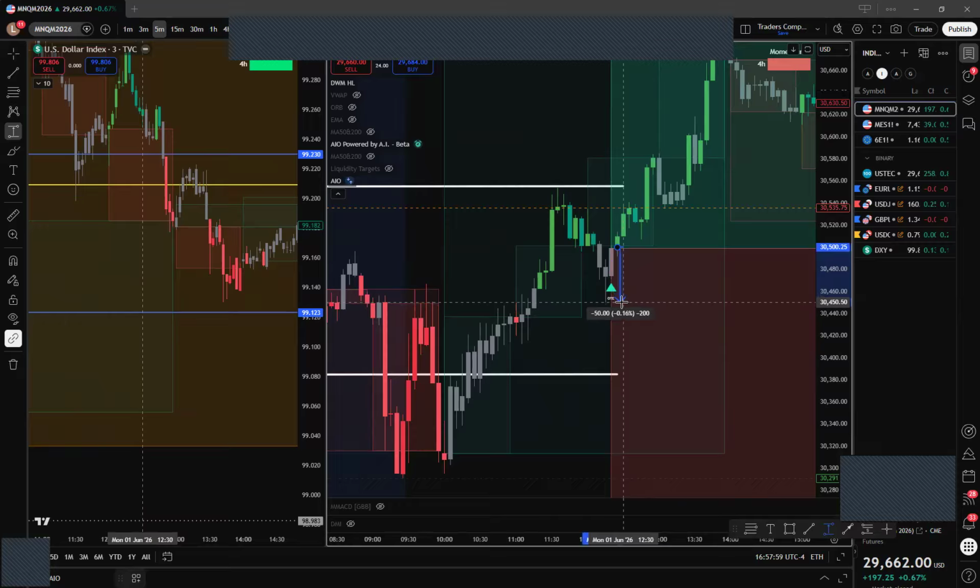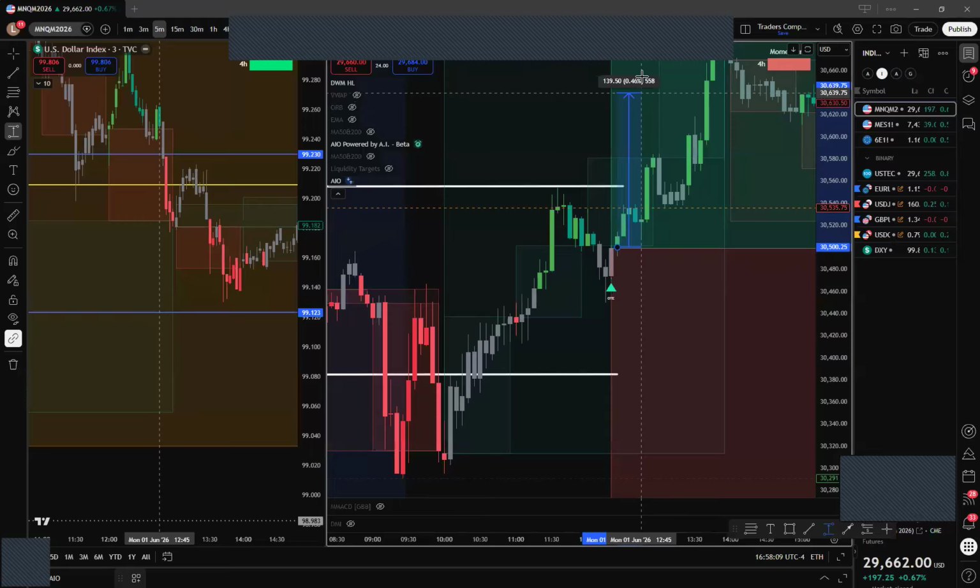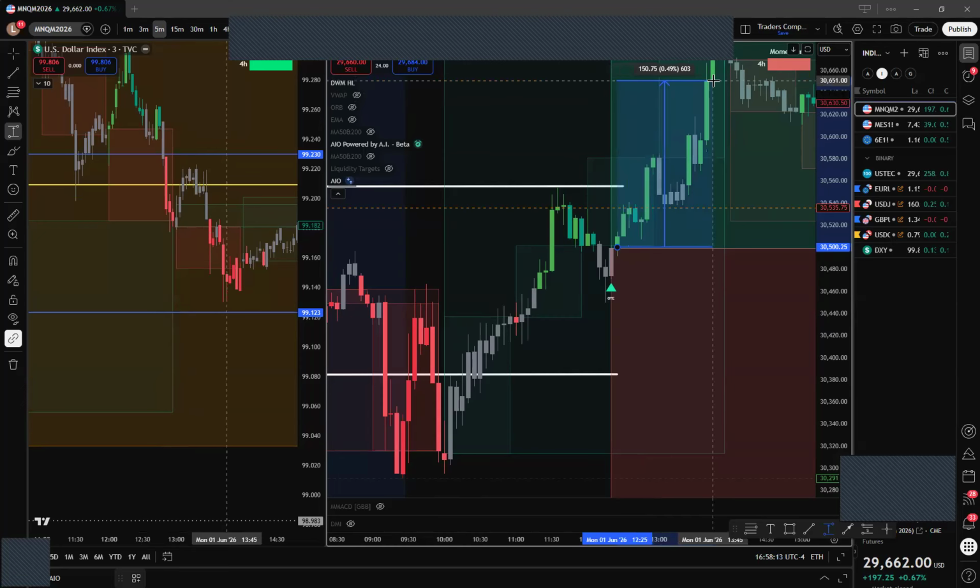So I'm risking 50 points at that point. So I need to make at least 150 going in this direction. And that's 3x on my money. All right, so I made it on this candle. And it took, what's that? It took less than an hour. Is that right? Yeah, it took just over an hour for me to 3x my money on one trade.